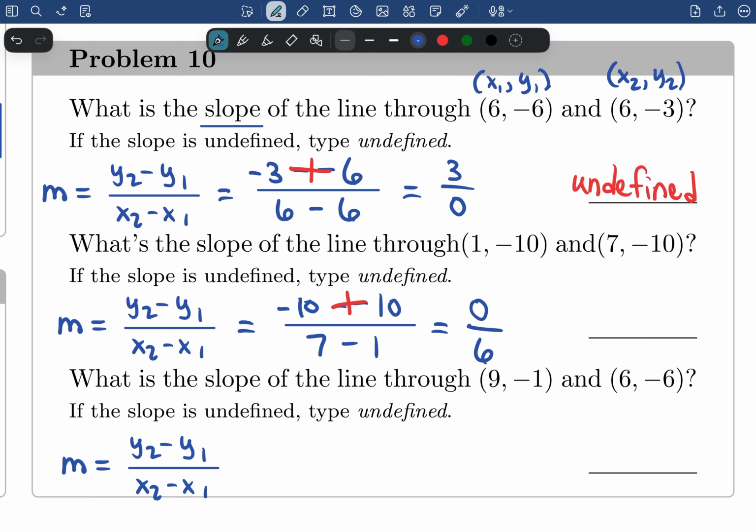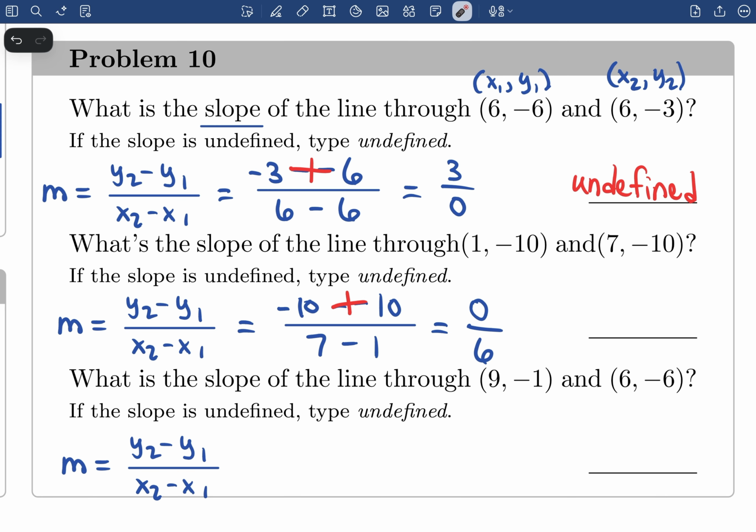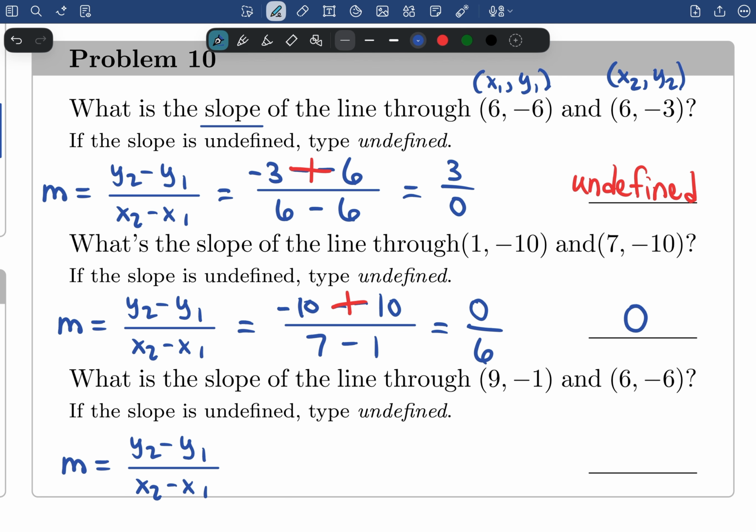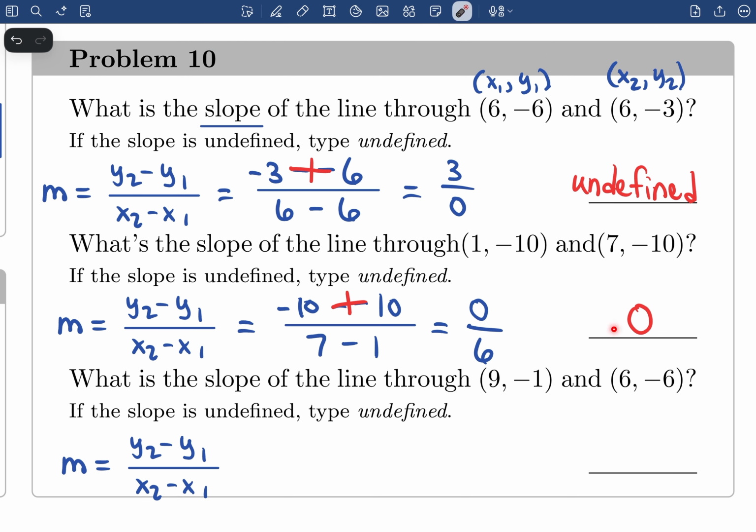So my slope is 0 divided by 6. Now, when you have 0 in a numerator, that's just 0. So that's the answer. The slope of the line that passes through these 2 points is a slope of 0.